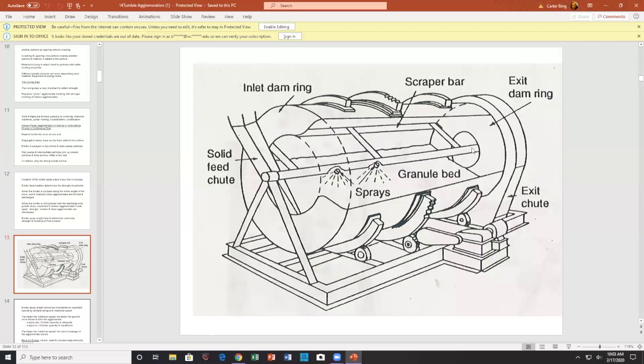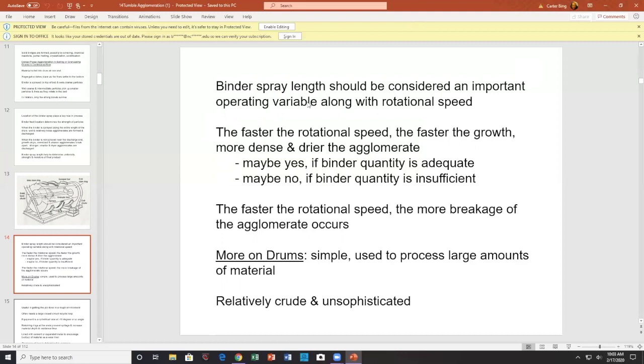And have you basically considered adjustments of it? And up here you have a scraper bar to perhaps put a liner in there for you. Spray length should be considered an important operating variable along with rotational speed.